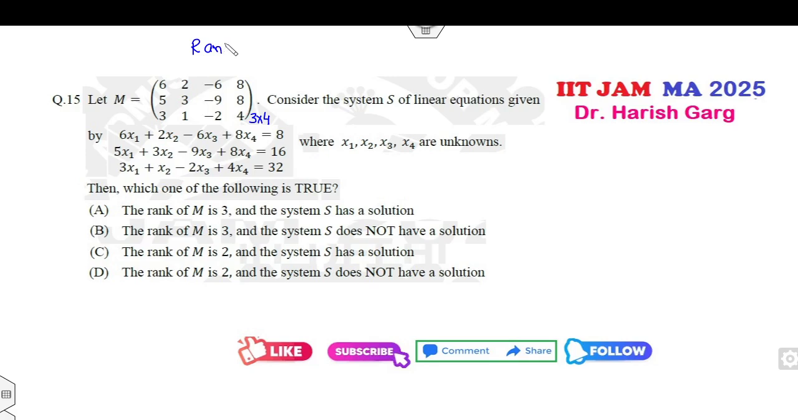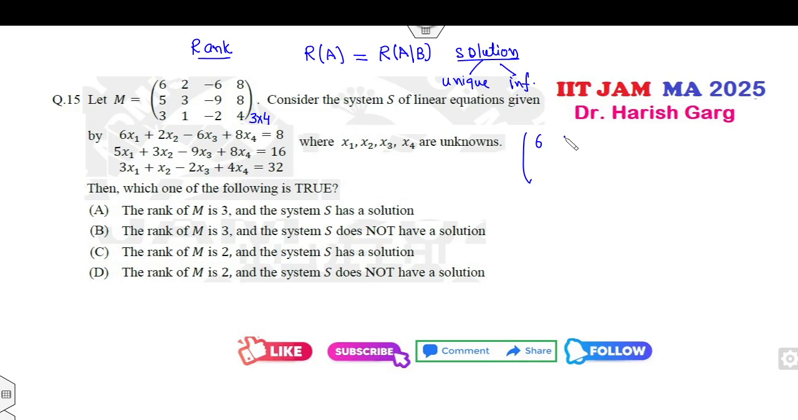You can use the concept of the rank. Find whether the system has a solution or not. We all know when the rank of A and the rank of the augmented matrix are the same, then it has a solution. Find whether the solution is unique or infinitely many. So let's start with this.